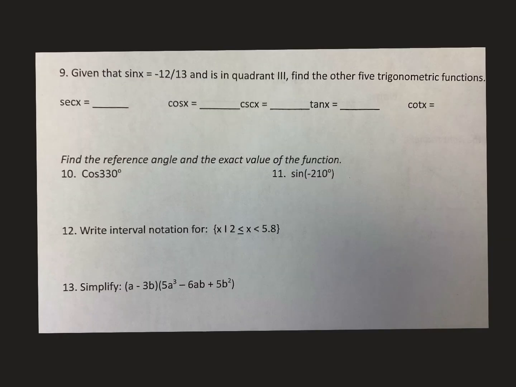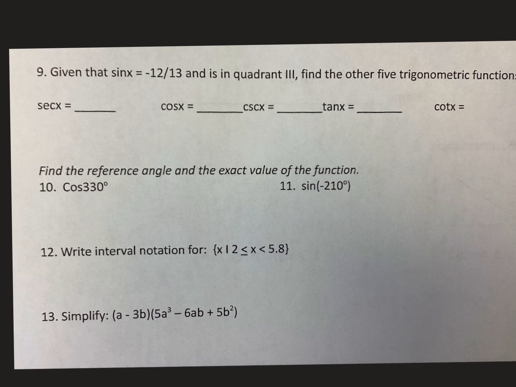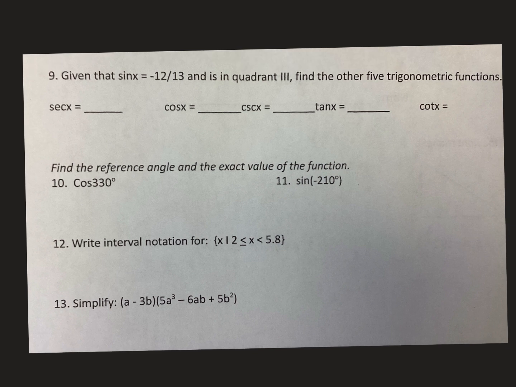Number 9, given that sine is negative 12/13 and the angle is in quadrant 3, find the other 5 trig functions. Okay, first of all, if sine is negative 12/13, one thing I know already before I do anything else is what cosecant is. It's the reciprocal. Also it's quadrant 3. Quadrant 3 means x and y are both negative. So you can do this. If you want to, you can draw a triangle, or you can remember that's y, that's r.